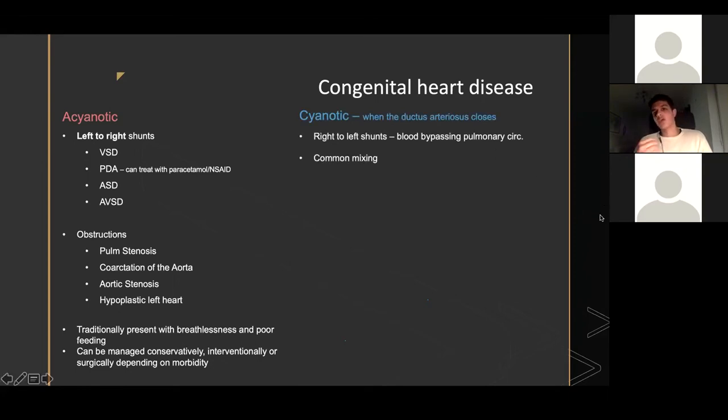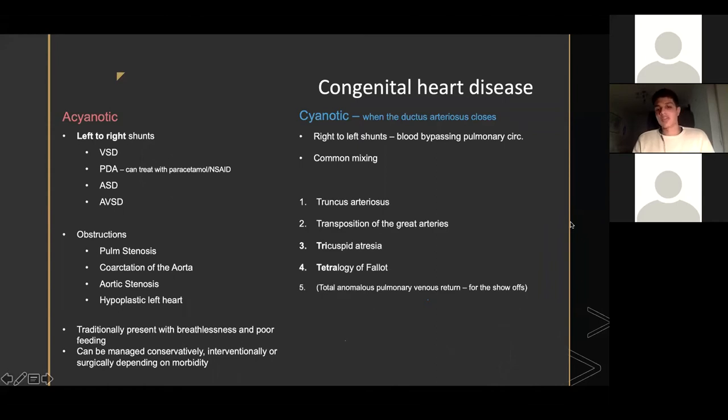Cyanotic conditions present when the ductus arteriosus closes, okay? And you've got right to left shunts. So the blood is bypassing the pulmonary circulation. It's not even reaching the lungs. So it's going to reach the systemic circulation without oxygen. And that's when you get peripheral and central cyanosis.